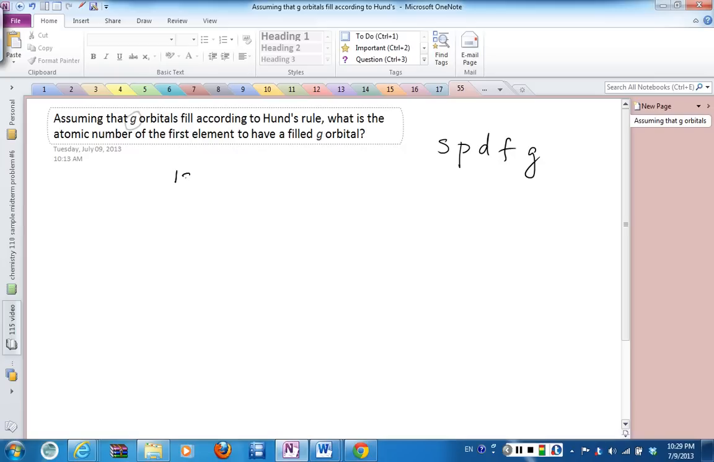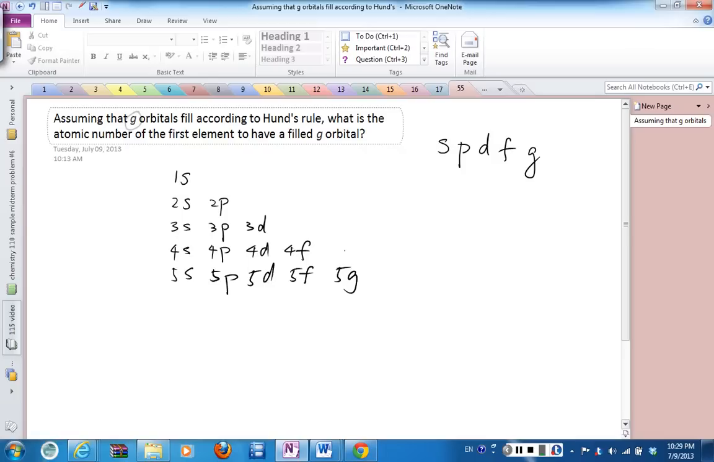Starting from the first shell, we only have one s. That's always the first one to be filled. 2s, 2p, 3s, 3p, 3d, 4s, 4p, 4d, 4f, 5s, 5p, 5d, 5f, 5g. Here we go. This is the one that we're trying to fill up, the first element to have a filled g orbital.